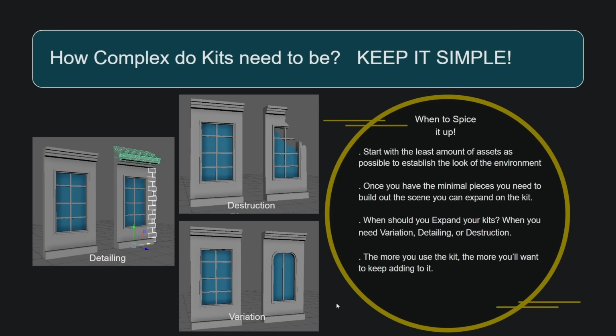Next up, if you end up detailing your environments and you want to start adding more to your kit, that's a good time to start expanding your kit. A good example is on the left here. Let's say I just put down some walls and maybe some roofs, and now I want to start adding roof pieces or some edge cap pieces to make my silhouette a little more interesting and detailed.